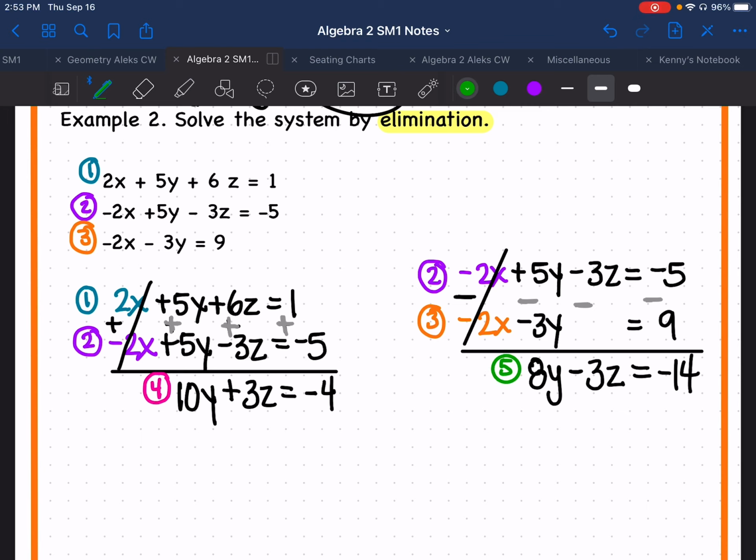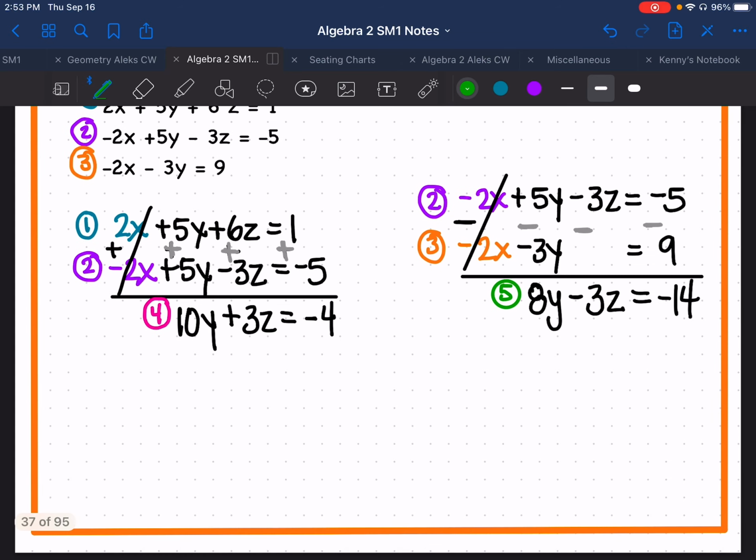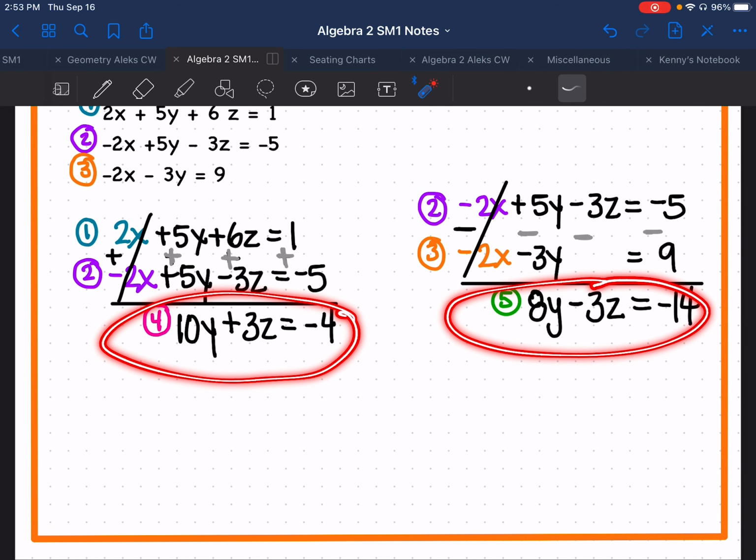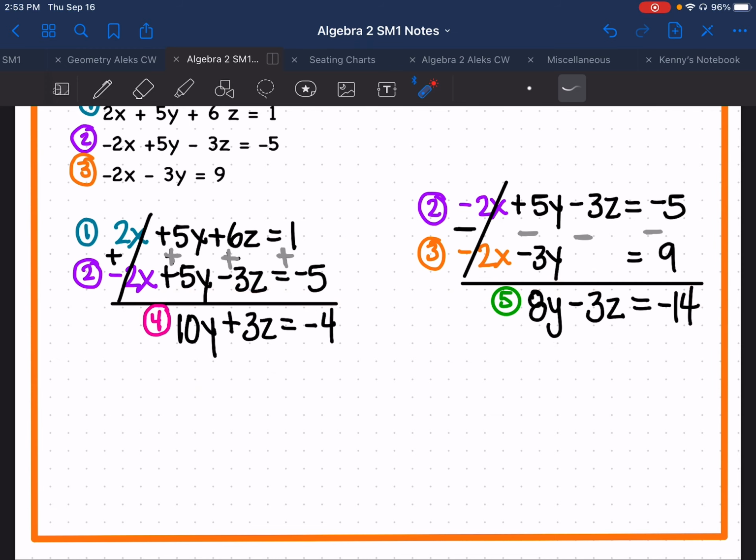All right, you're probably thinking at this point, Miss, this is crazy. This is way, way, way too much. But take a look at equations number 4 and 5. They both contain the variables y and z. I should be able to eliminate from them. So I'm going to take equation number 4 and equation number 5, and I'm going to see if I can eliminate something. So let's go ahead and take a look.